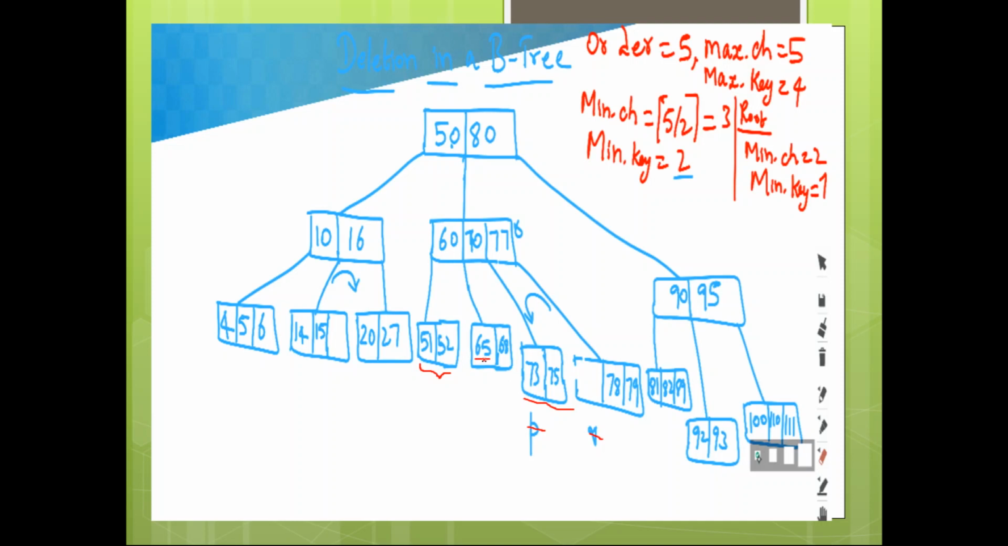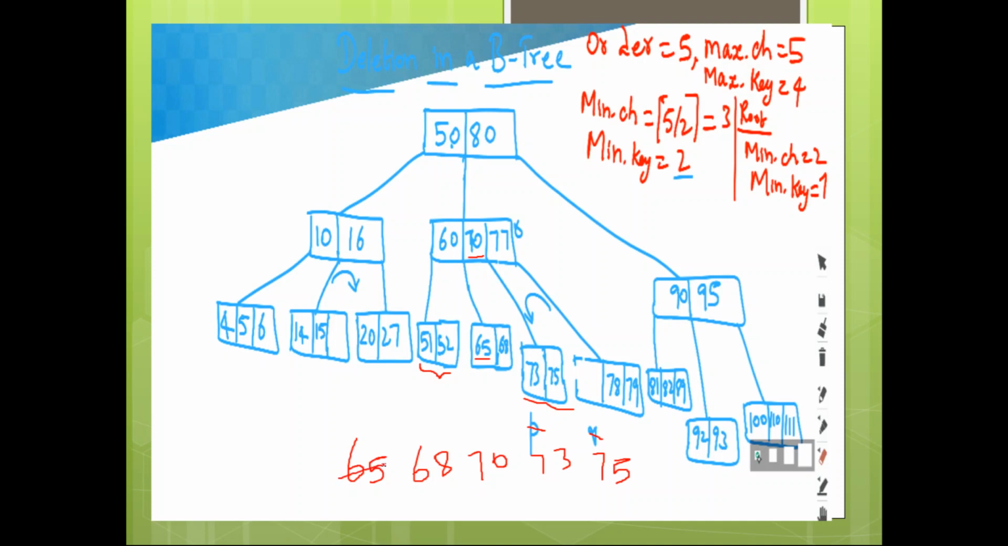If you want to merge with the nearest right sibling, then in the parent you have to identify the middle key, which is in between these two nodes. The middle key is 70, so this 70 will come down. After merging, the node will become 65, 68, 70, 73 and 75. And the one which we are deleting is 65.